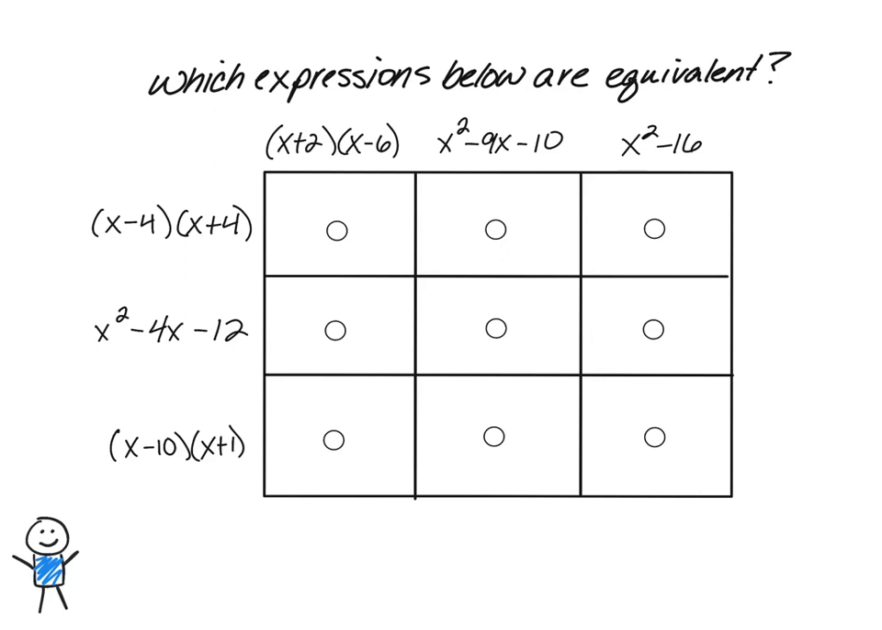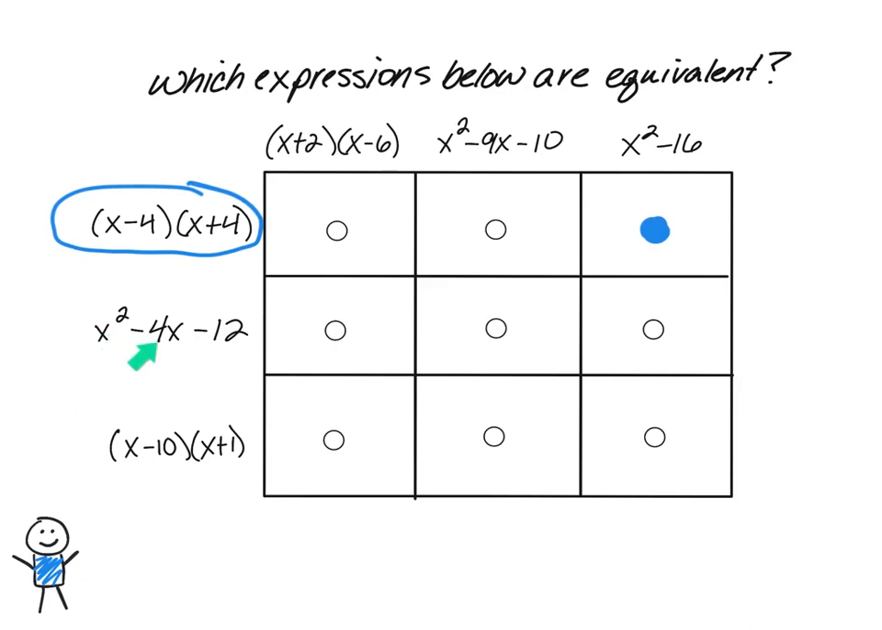So if I take a look at this x minus 4, x plus 4 factors, I'm trying to find which of these at the top are equivalent to that. And I know that x minus 4 and x plus 4 are the factors of a difference of two squares quadratic, which means its equivalent function would be this one. All right, moving on to the next example there.